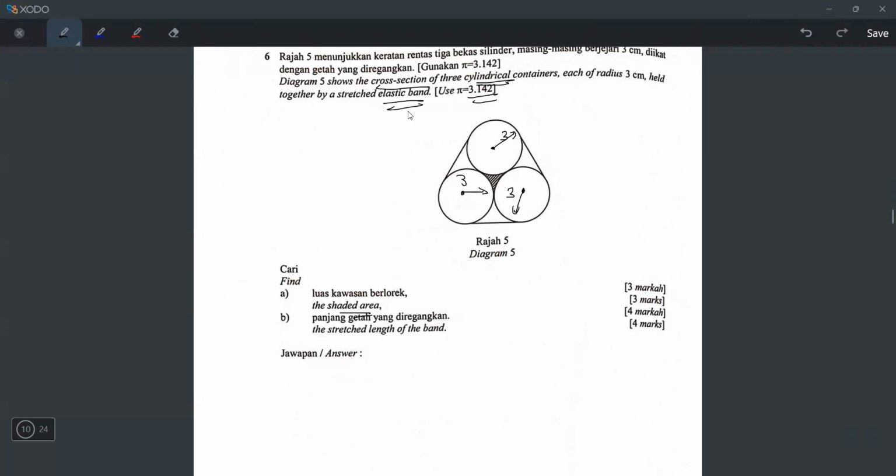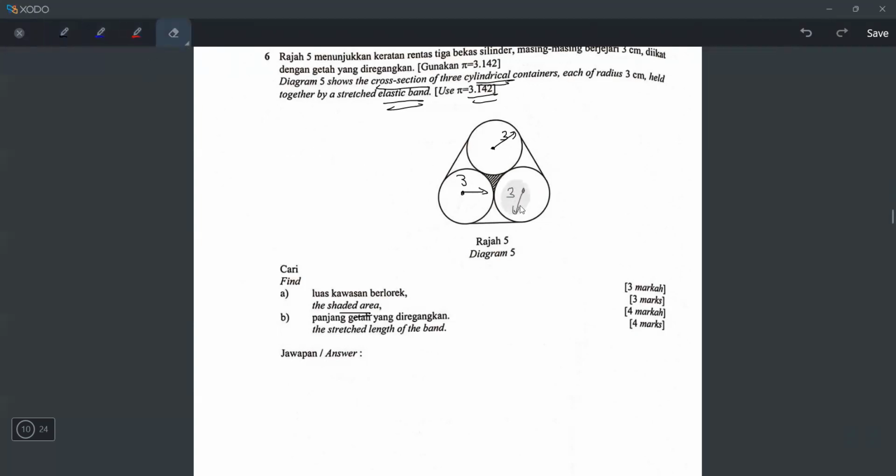Okay, how to do? Let's think about this. Shaded area is the middle part, right? But the middle part looks like this. It's like an underwear. So how can I find this thing? I don't think I can find it directly. I have to take something minus something, or something plus something, right? I cannot find it directly.